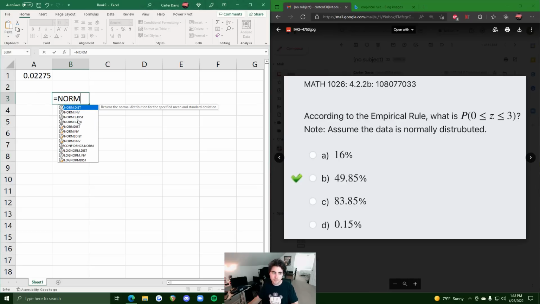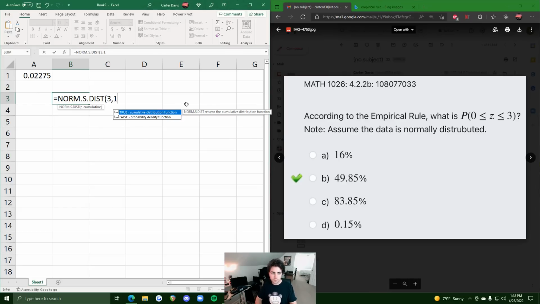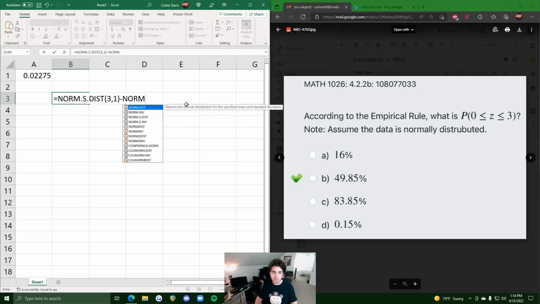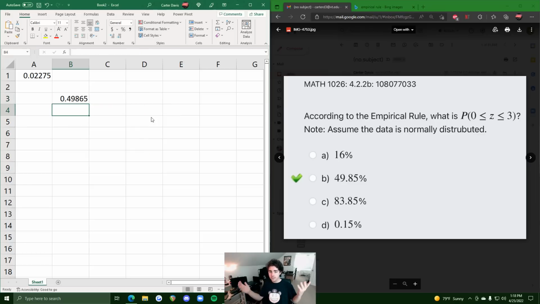And so to do it all in one fell swoop here, we're going to do 3, 1, and then we'll do it in the same cell, NORM.S.DIST 0, 1. So this might be a good setup to reference for this one. You hit enter and you get the 49.8 right away.